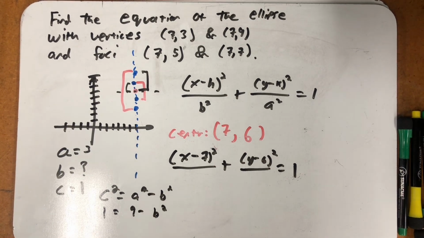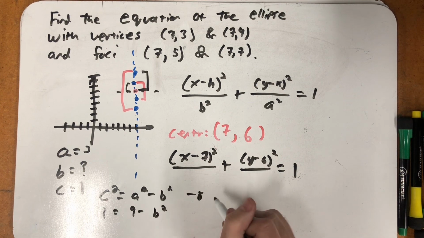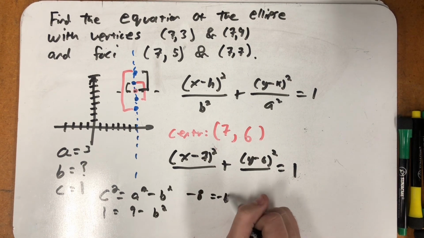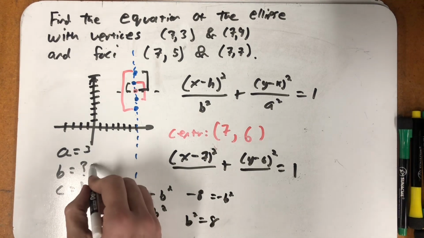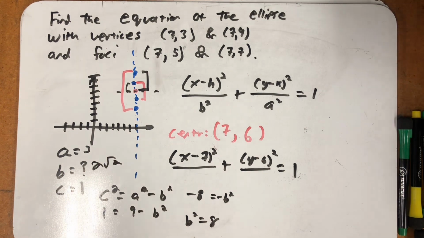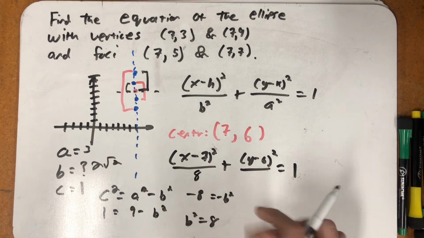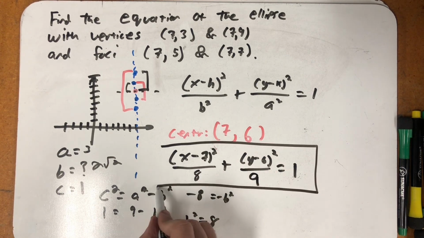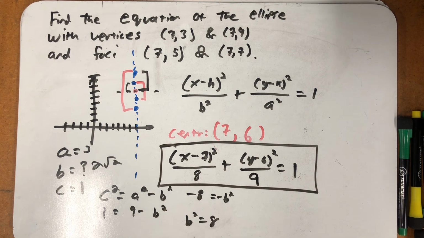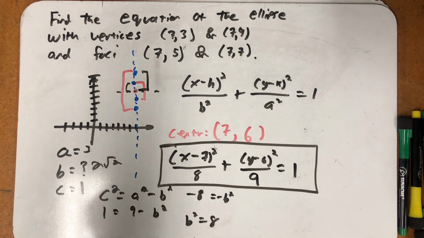All right, well, I can solve this. I'd get negative 8 is equal to negative b squared. b squared is equal to 8. And I could take the square root and tell you what b is. It's 2 times the square root of 2. But b squared is what I have to write down there. And then a squared would be 9. We have found the equation of that ellipse that just happens to have a vertical major axis.